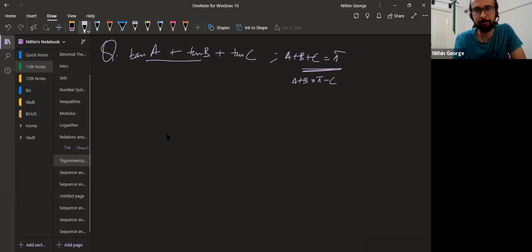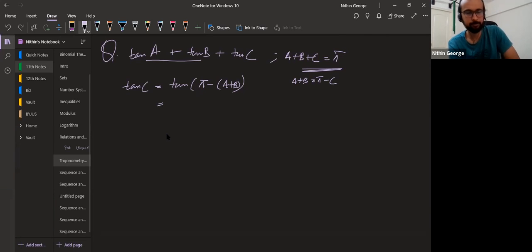So we have tan A plus tan B. Okay. So what I want you to see is tan C can be written as tan of pi minus A plus B. Am I right? Because C is pi minus A plus B. All right. So what happens next? So this I write as tan of pi minus theta is minus tan theta. Okay. Minus tan A plus B.